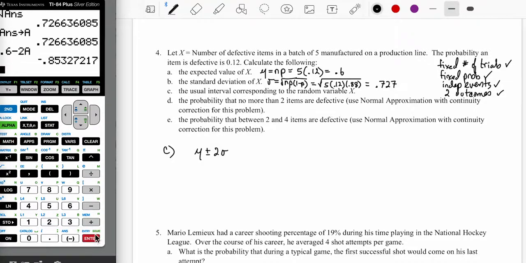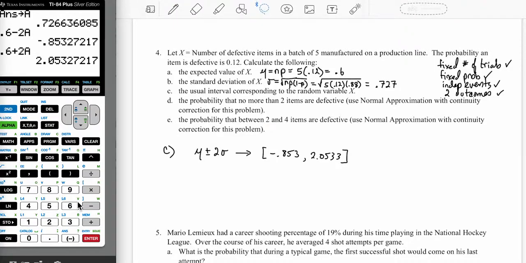This is, in my mind, simpler, but my mind's an interesting place, so you never know. You can go either way with that. So mu minus 2 sigma, mu plus 2 sigma. The usual interval would be negative 0.853, rounding to 3 significant figures, to 2.0533. Same deal, 3 significant. So I have that part.